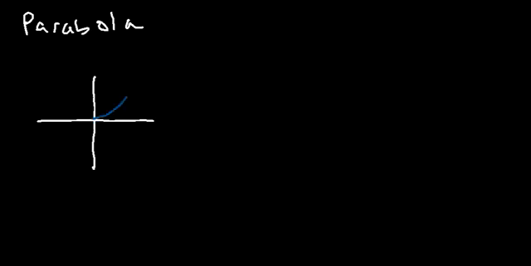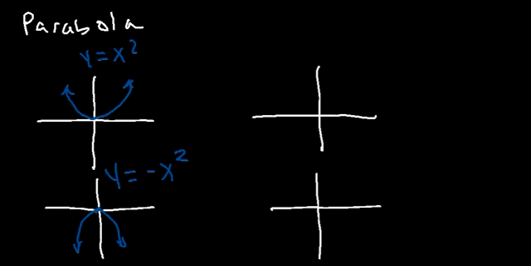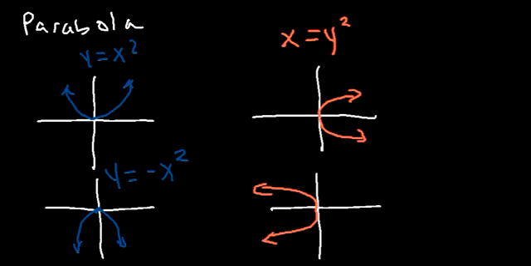So let's focus on the parabola. The general equation for a parabola, well, before I do that, let's go over the different types. This parabola is y is equal to x squared. And if it opens downward, y is equal to negative x squared. If it opens to the right, x is equal to y squared. And when it opens to the left, x is equal to negative y squared.